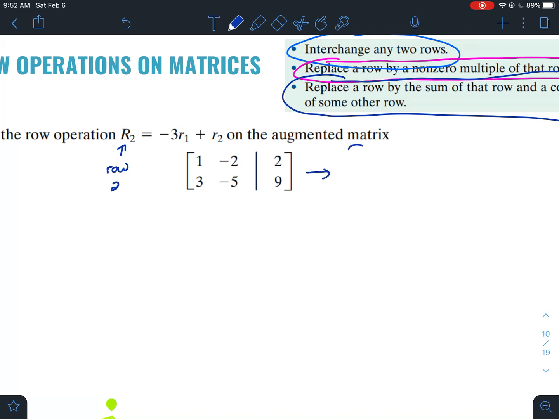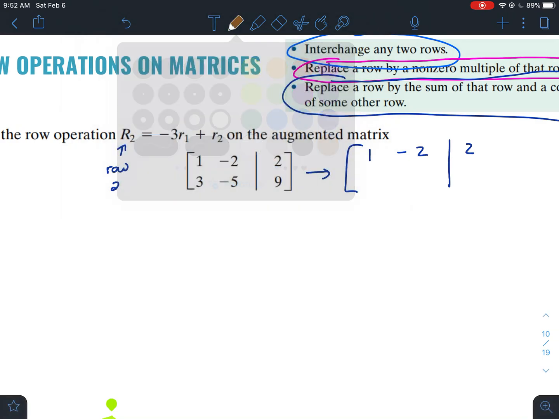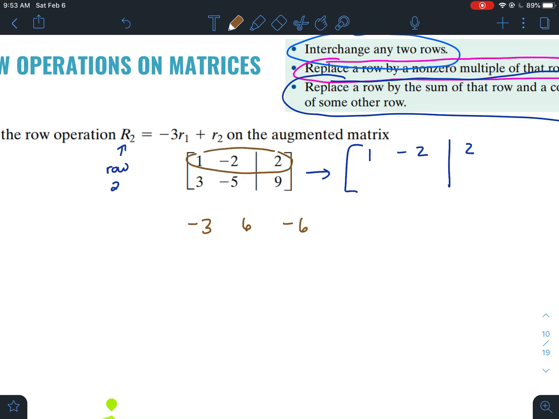So the new matrix is going to be, the first row isn't going to change. So the first row is going to stay 1, -2, 2. And then our second row, what we're going to do is take -3 times row 1. So if I took row 1 and multiplied it by -3, I would get -3, +6, and -6. So I'm multiplying all of those terms by -3. And then I'm going to add row 2 to it. So row 2 is 3, -5, 9. Now if I add those together, I get 0, 1, and 3. So my new row 2 is going to become 0, 1, and 3.